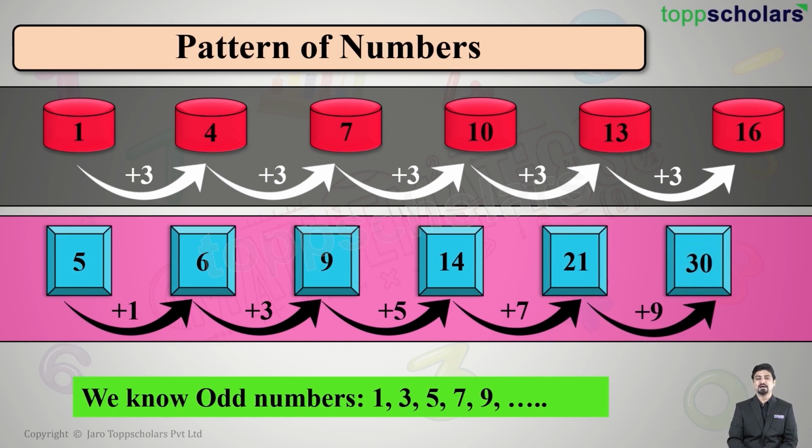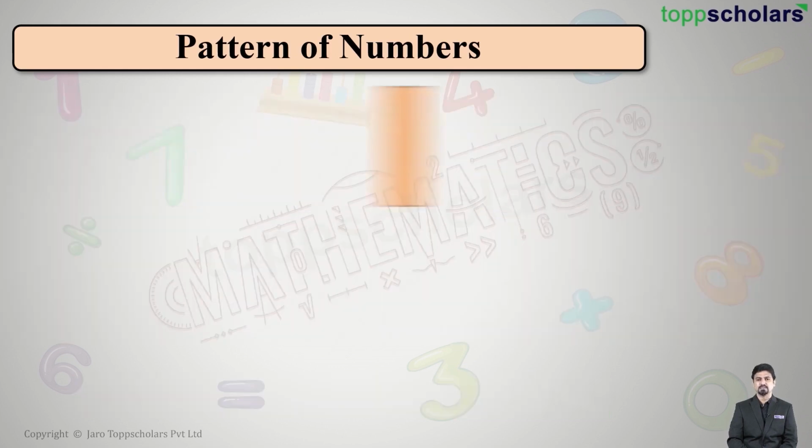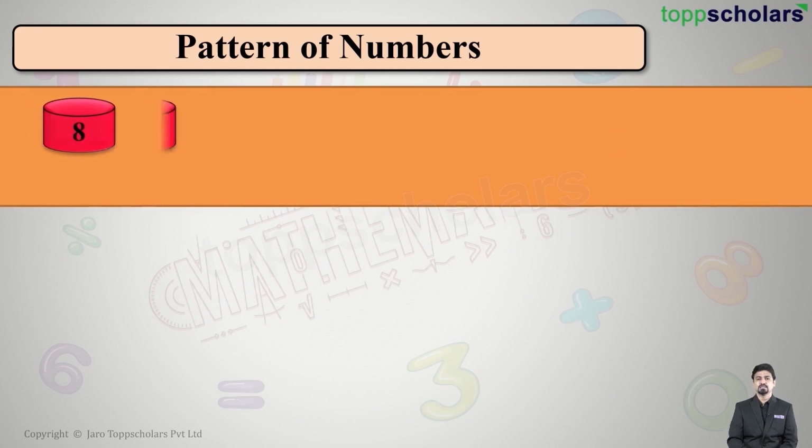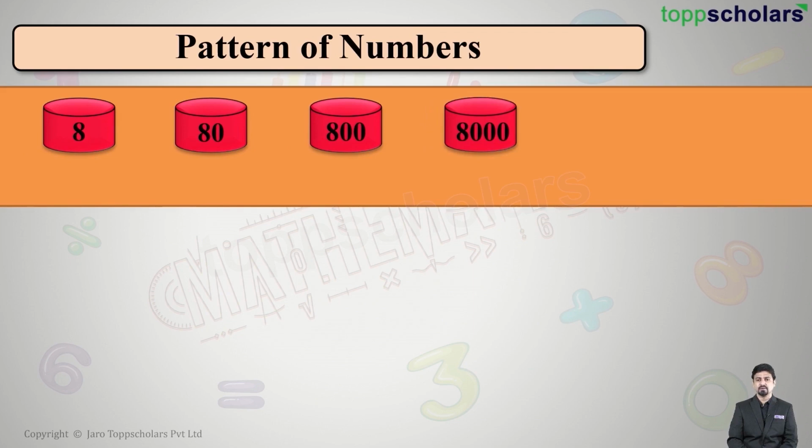Wow, pattern completed. See students, it becomes interesting when you try to analyze in some sequence, in some rule. Let's do some more examples. Come on, let's look at this pattern. 8, 80, 800, 8000, question mark.